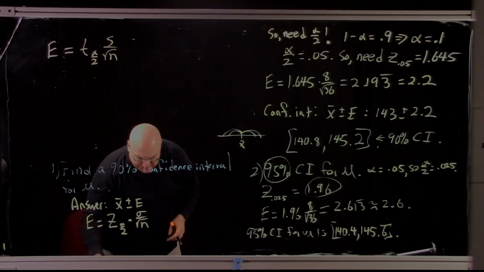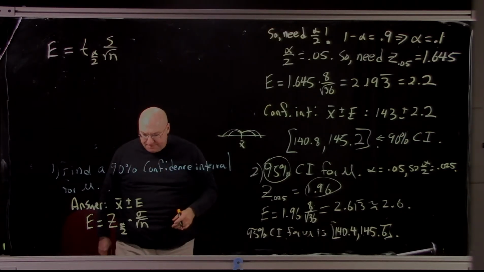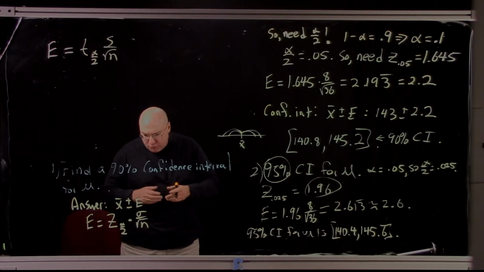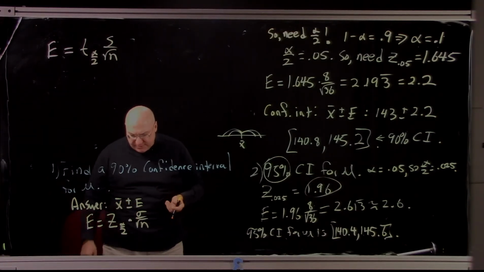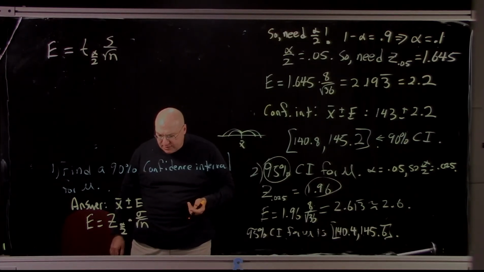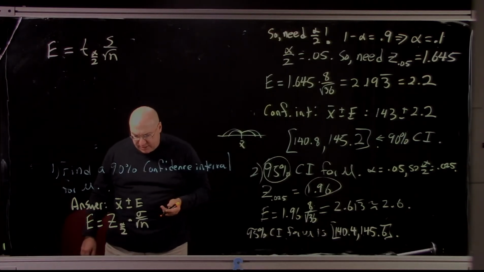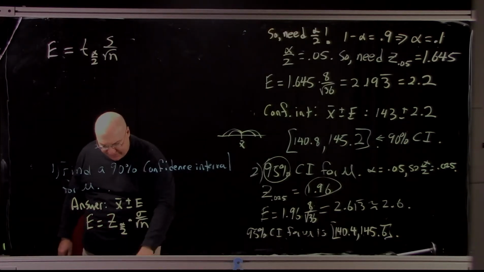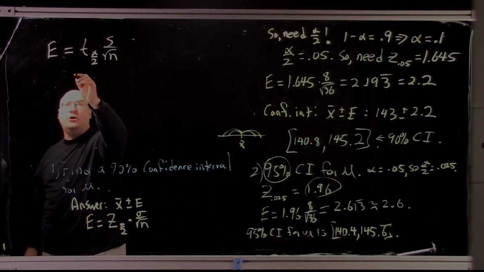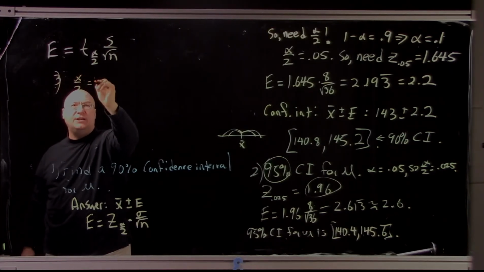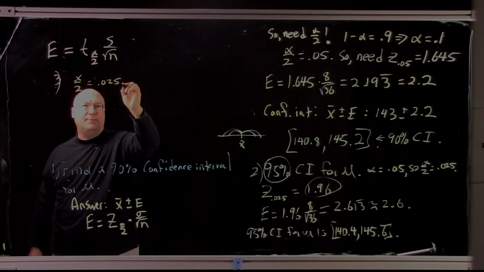So let's do a couple of quick examples again. Suppose in our population, this is the last page of this lecture, both mu and sigma are unknown. We wish to estimate mu. Take a simple random sample of size n equal 64, and we compute x bar is 28 and s is 16. Find a 95% confidence interval for mu. All right, that's number 3. Alpha over 2 is 0.025 again, okay?